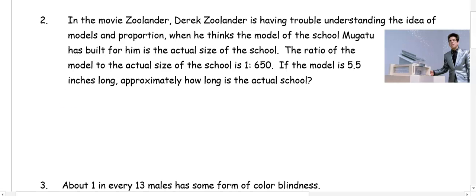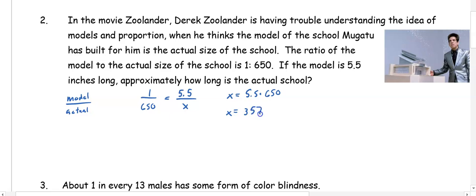So in this case, we are comparing the model of the school to the actual school. So here we have 1 inch in the model is 650 inches in actual size. And if we look at a real life building, we know that it is 5.5 in the model. We want to know how long it is in actual life. So when we cross multiply here, we get x is equal to 5.5 times 650. So we get x is equal to 3,575 inches.